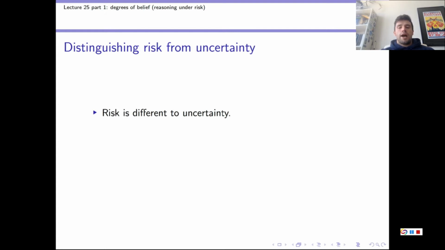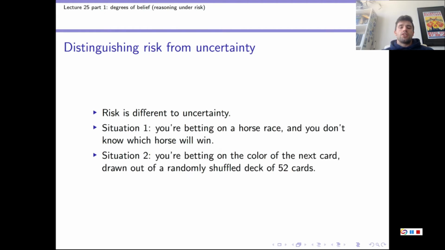So first, let's unpack what we mean by risk here. The idea is that we are a decision maker who is faced with choices given that they don't know something about the future, and we want to know how we should rationally choose. Now really, there are 2 ways that we might not know something about the future. One is where there is risk involved, and one is when there is uncertainty involved. So I first want to distinguish risk from uncertainty.